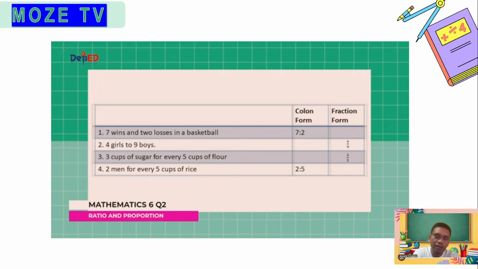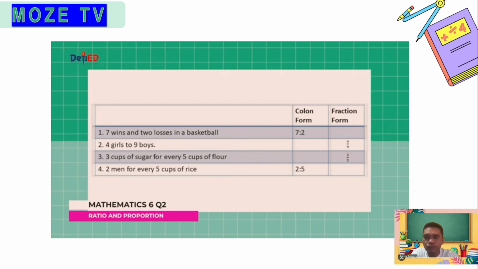Okay, by the way, how to answer this one? As you can see, example number 1, we have there 7 wins and 2 losses in a basketball game. So in colon form, what you see there is 7, and then the colon symbol, and then 2. That is 7 is to 2. 7 wins, then 2 losses. So you are going to fill in the missing part. What is its fraction form? Write its fraction form there.